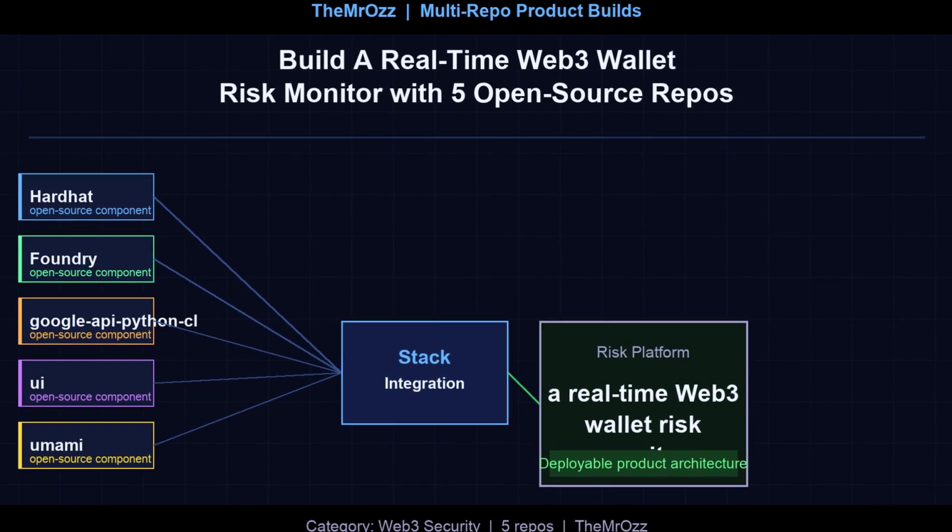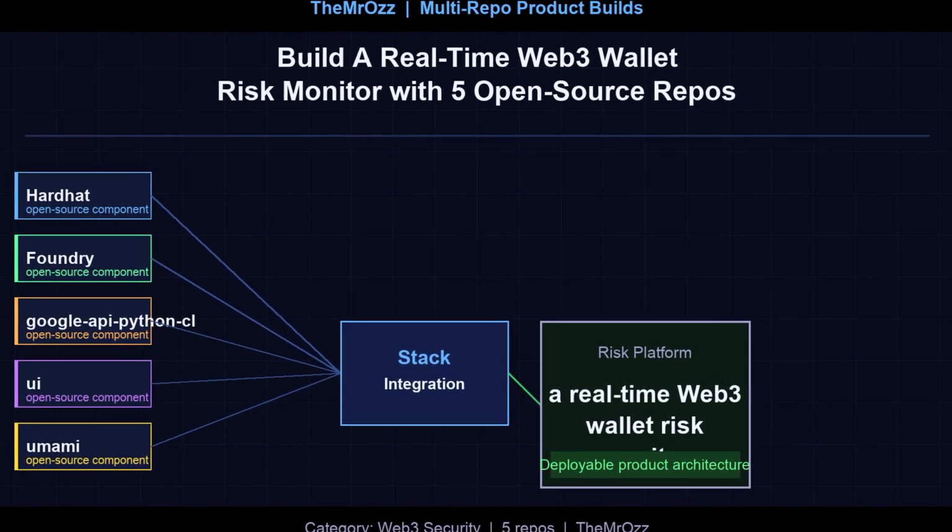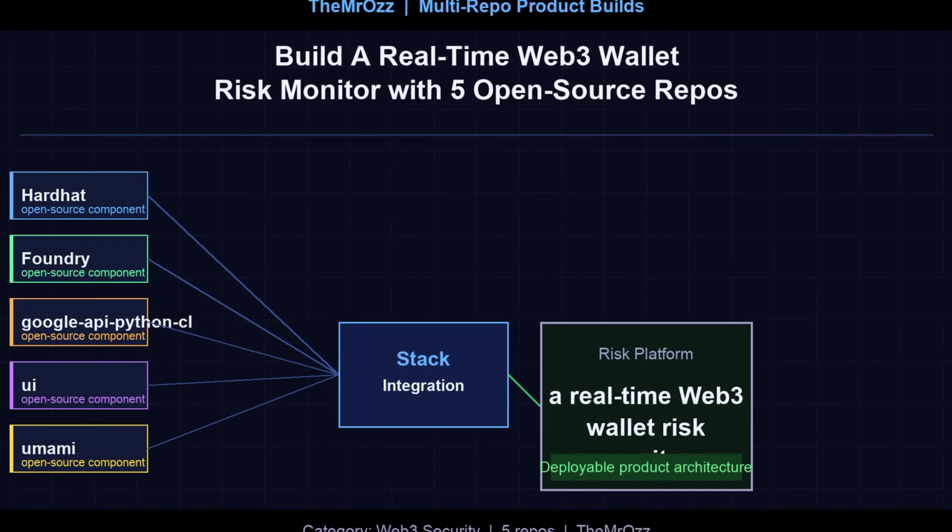Finally, Umami tracks how teams interact with the dashboard itself, measuring which features are used most and where users get stuck. This feedback loop helps prioritize improvements without relying on invasive analytics.